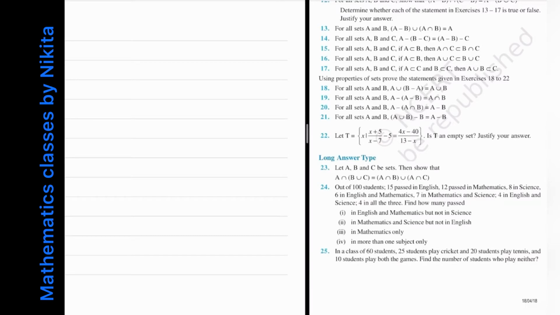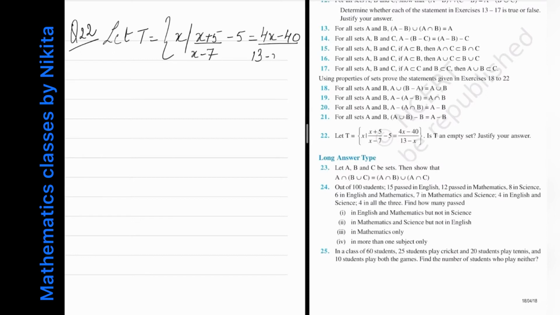So let's solve this. Question number 22, it is given that T is equal to all those x such that (x plus 5) divided by (x minus 7), minus 5, is equal to (4x minus 40) divided by (13 minus x).